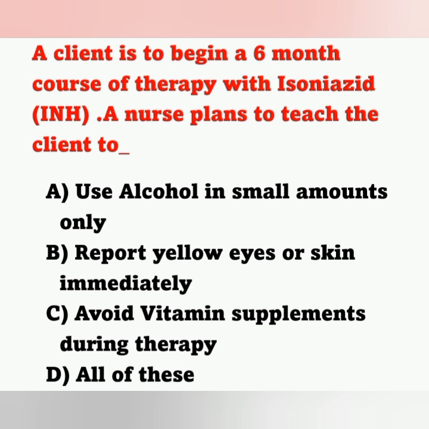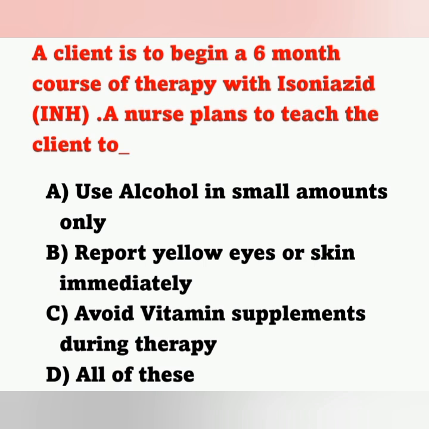6-month course of therapy with isoniazid. The nurse plans to teach the client to: options. Option A, use alcohol in small amount only. Option B, report yellow eyes or skin immediately. Option C, avoid vitamin supplements during therapy. Option D, all of this. Here our question is, a client started a 6-month course of isoniazid therapy. So what education can the nurse give to this patient?